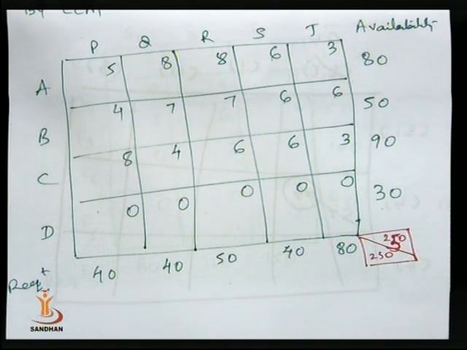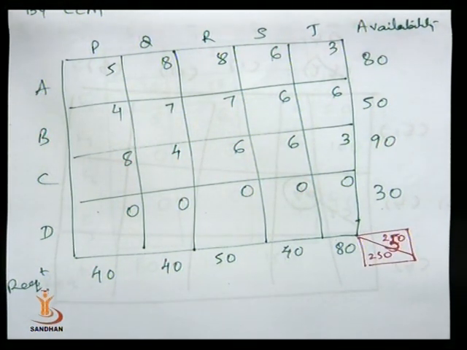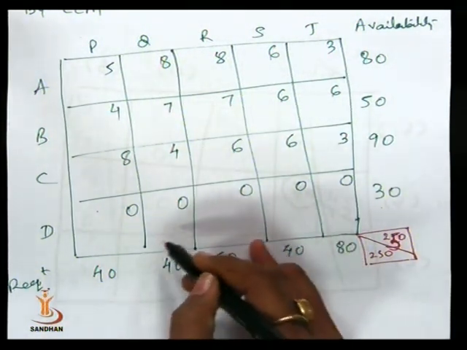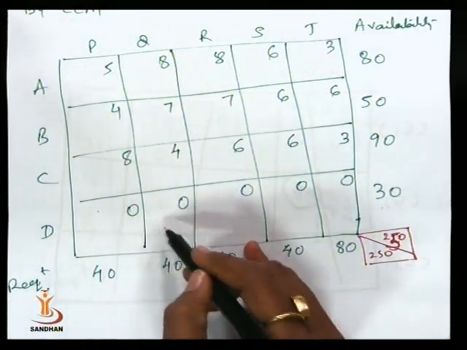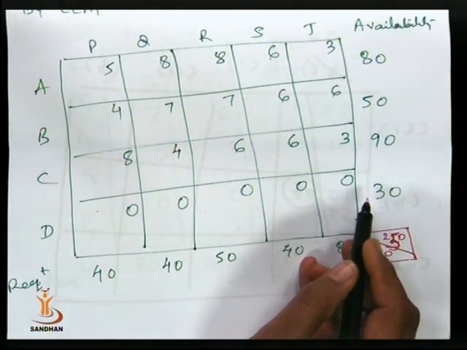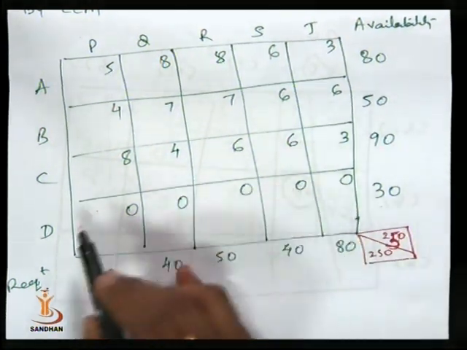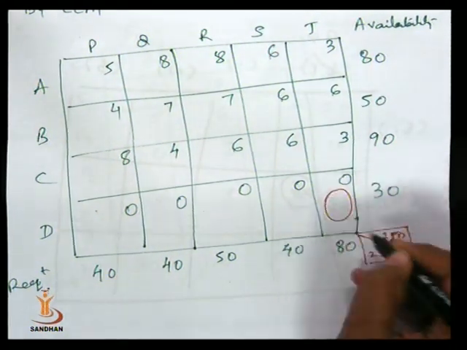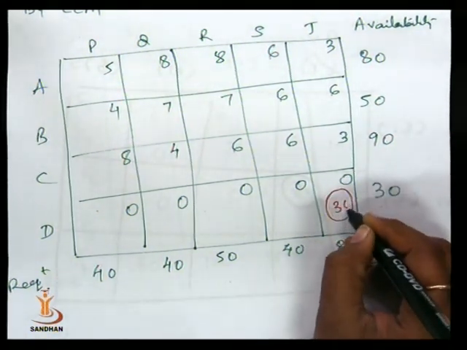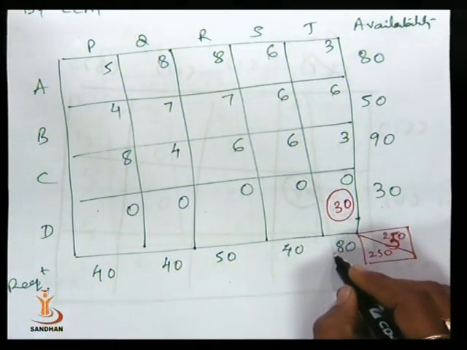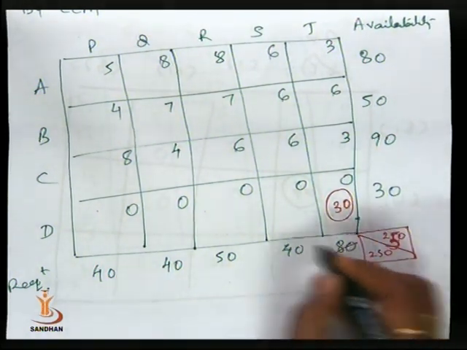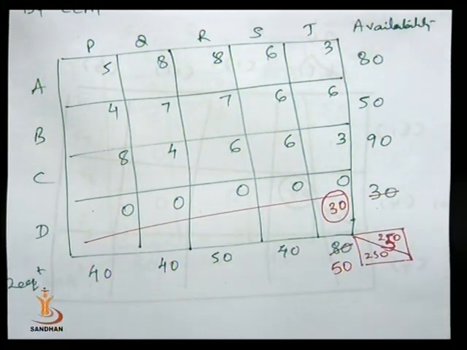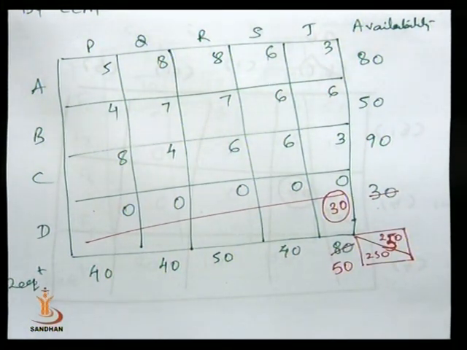By the matrix minima method, we observe the smallest TP charge. Here the smallest TP charge is 0 in 5 positions. So we can select any one arbitrarily, but due to the technique, our i plus j rule, the highest position is this 0, and there are 30 units available and a requirement of 80. So we cancel the row and satisfy 30 units in that cell.